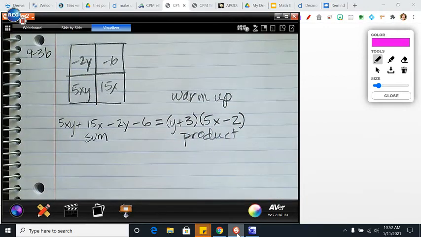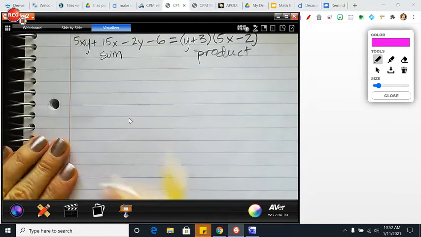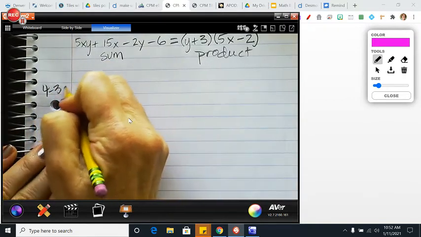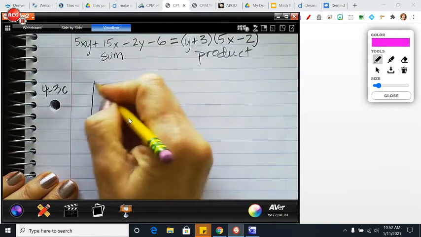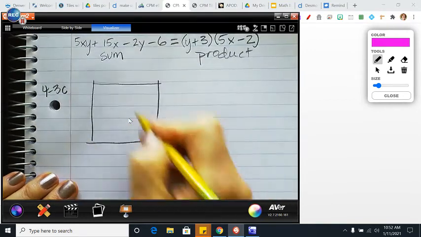So please enter that into the Desmos screen for the warm-up. For part C, we did, I built it with tiles.